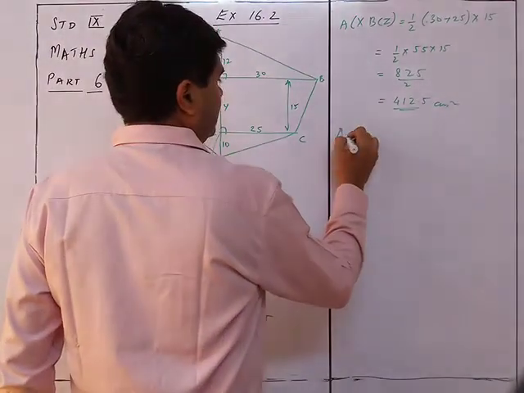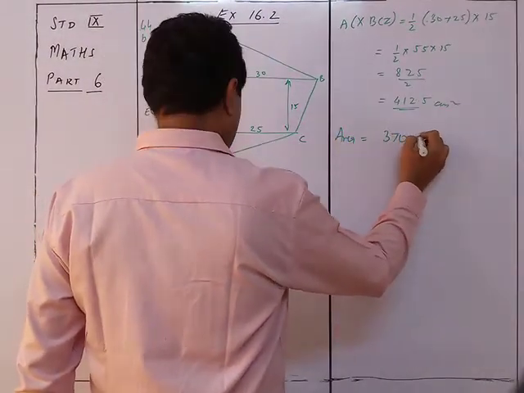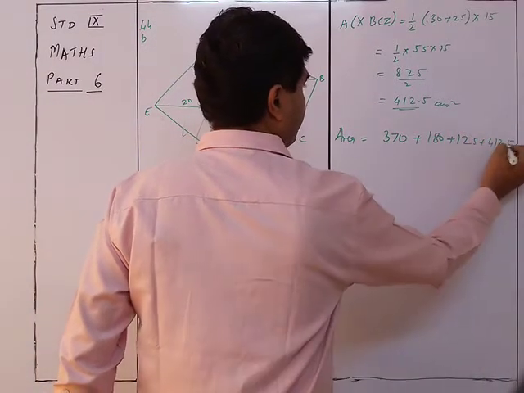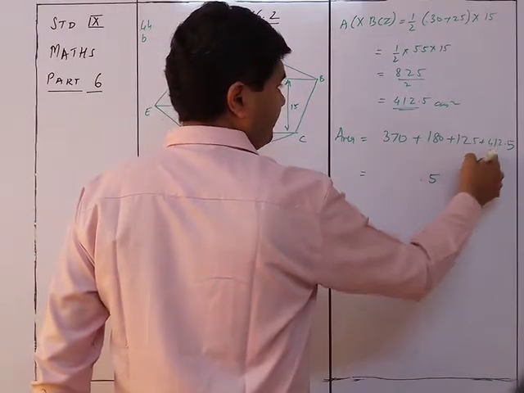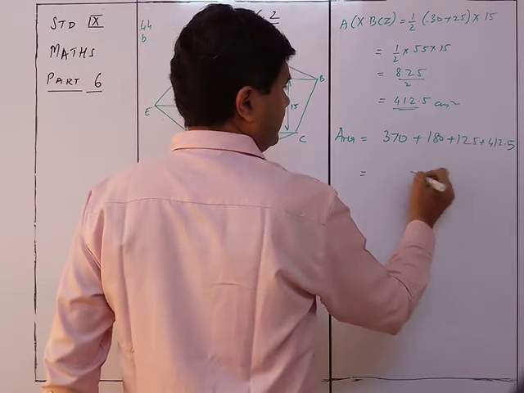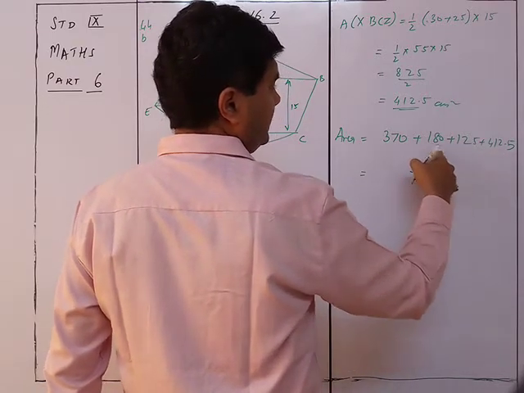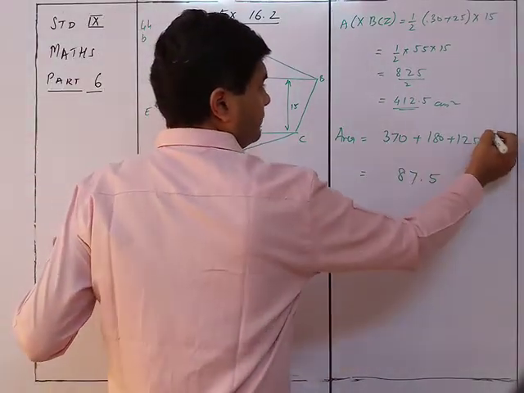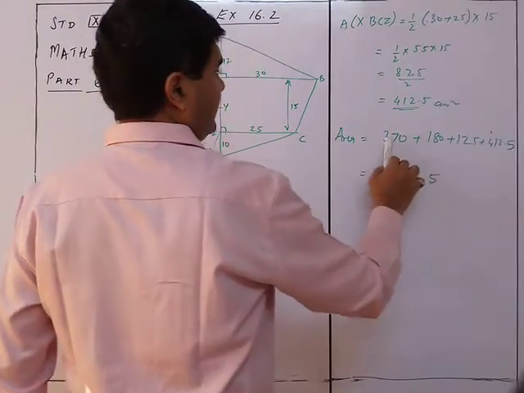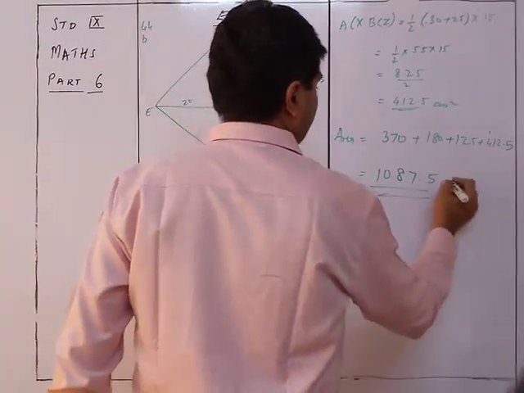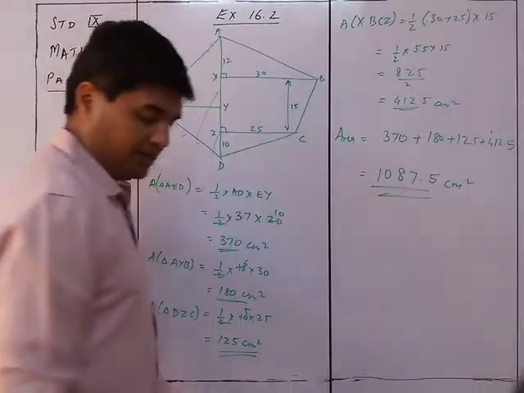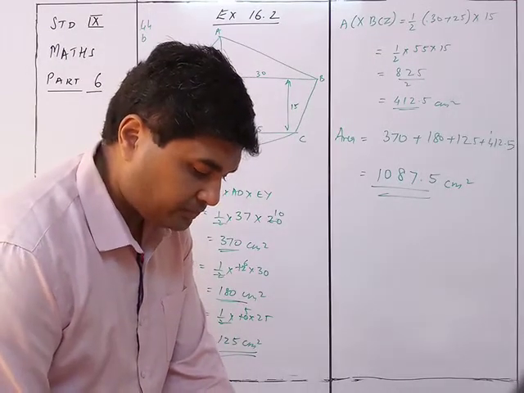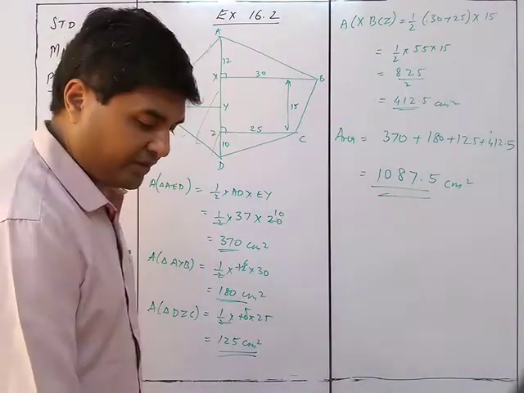Finally, find the total area. So total area is equal to 370 plus 180 plus 125 plus 412.5. That gives me 0.5. 2 plus 5 is 7. 1 plus 2 is 3. 3 plus 8, 11. 11 plus 7 is 18. And then 4, 1. So 5, 6, 7, 8, 9, 10. So 1087.5 centimeter square is the area of the figure which is given to you out here.